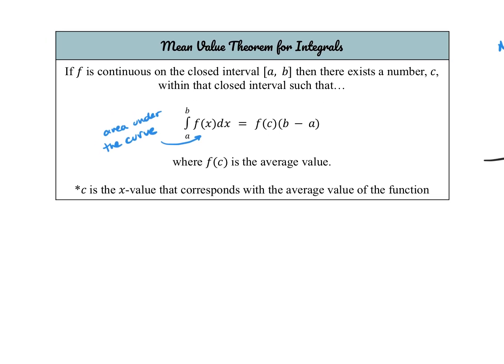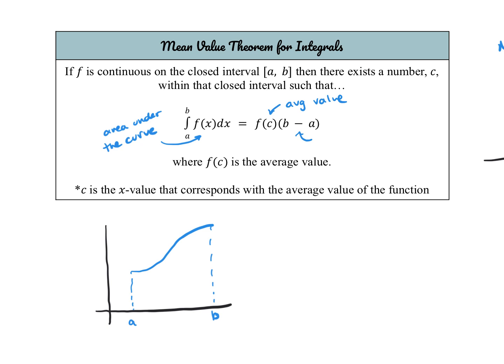And I want to just draw a little picture of this down here so we can look at it as we go. So here's our function, and here's A, and here's B. So the area under this curve is equal to f of c, which we know just represents the average value of our function. And we know that b minus a is the width of our rectangle.